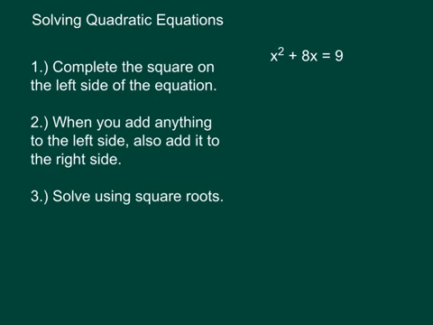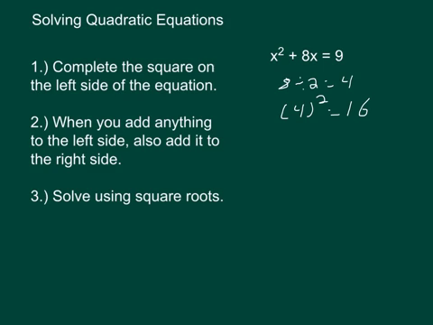And so what I'm going to do is I'm going to complete the square on the left side of the equation. So I ignore the 9 for a second. I look at x squared plus 8x. So I'm going to take the 8, which is my coefficient of the x, divide by 2. That gives me 4. Then I take that 4, square it, and I get 16.